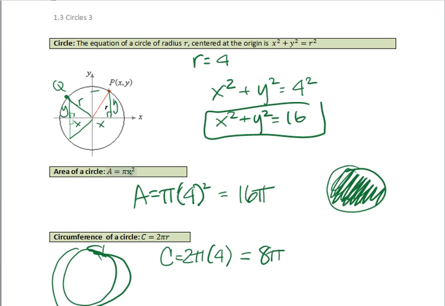So in your notes, make sure that you have the equation of a circle. That's x squared plus y squared equals r squared. Also have the area of a circle, A equals pi r squared. Circumference of a circle, C equals 2 pi r. And definitely make sure to commit the last two to memory.